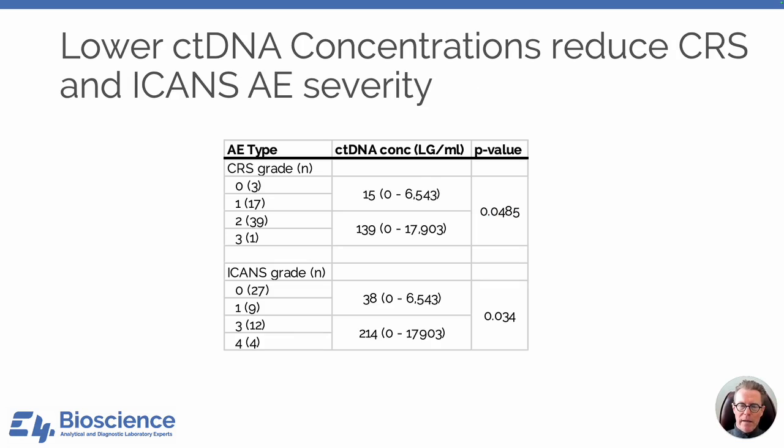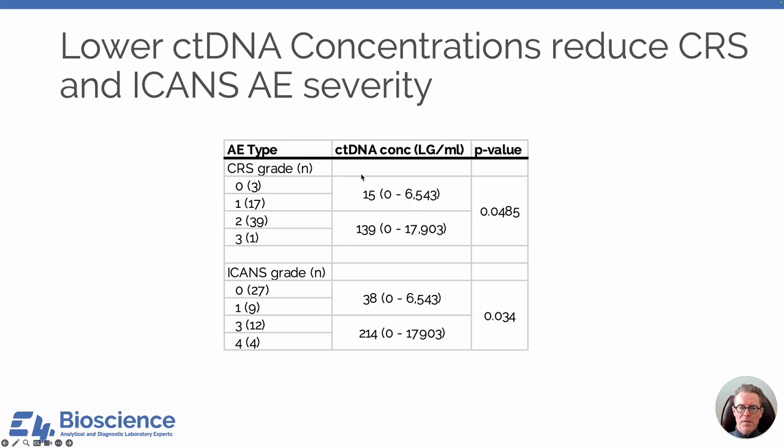This is an appendix sort of data. It's not in the actual paper, but they asked the question, do ctDNA concentrations have any relationship to cytokine release syndrome and ICANS, which is another neurologic or neural-based, almost like a CRS. And I don't want to spend too much time on it, but again, I think you can take away the same thing.